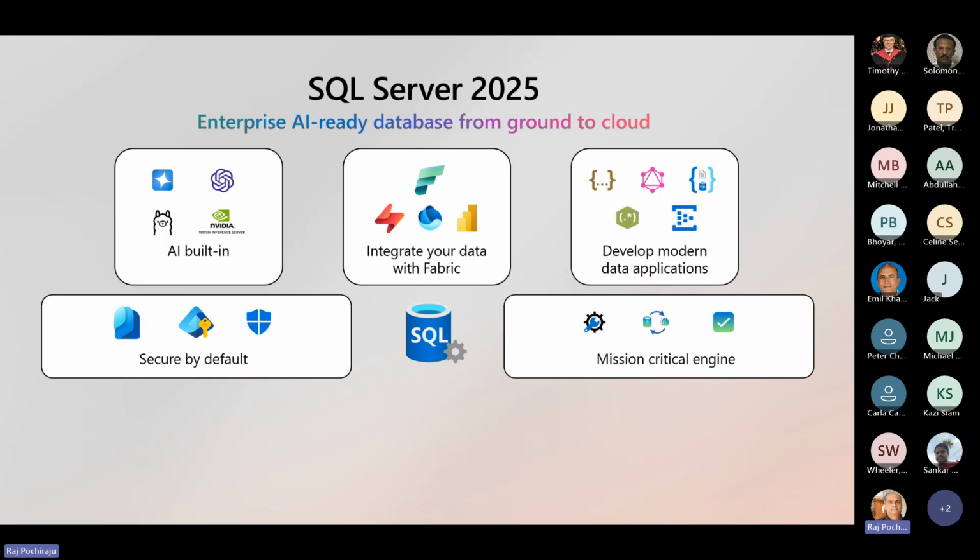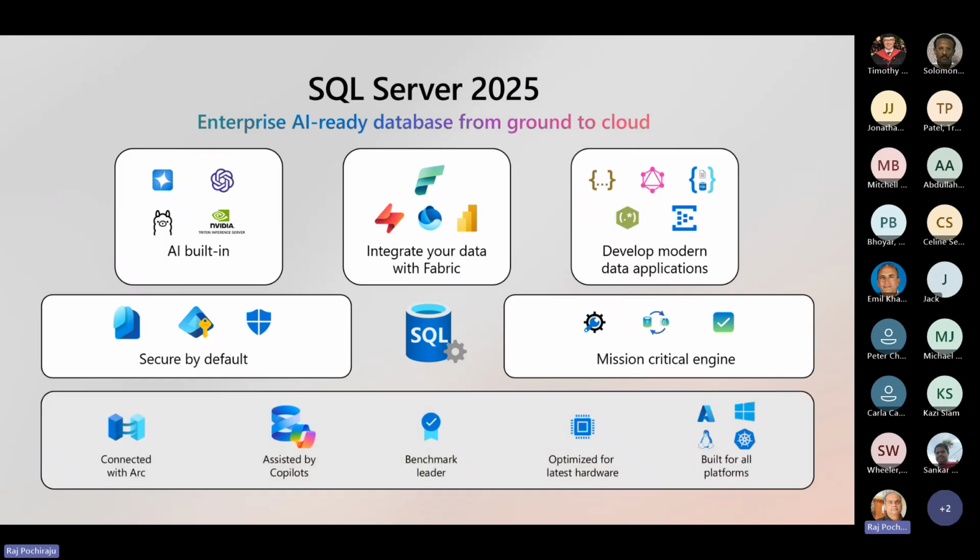So when I say enterprise AI ready database from ground to cloud, what that really means is, first of all, we built the entire SQL Server on the foundations of security as well as the mission critical engine. SQL Server is known for being secured by default and offers mission critical database engine features that help you run your mission critical and business critical applications to begin with. And now it is also integrated with Fabric, so that you can seamlessly replicate your operational data from on-premises to the Fabric OneLake, so that you can start running analytics in a unified platform. At the same time, you can also leverage the AI capabilities on Fabric, so that you can get much richer insights from your data, right?